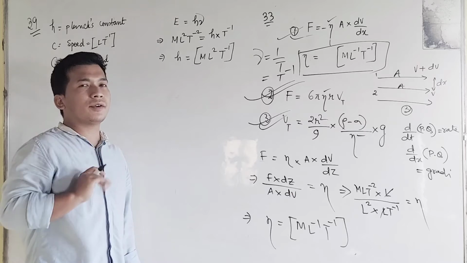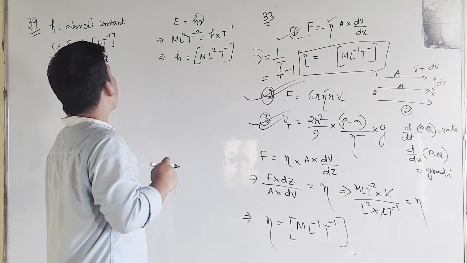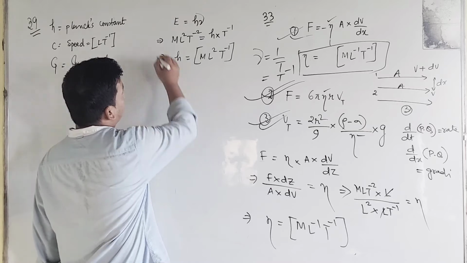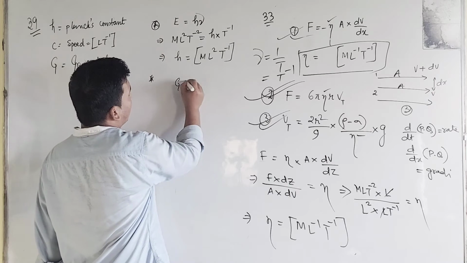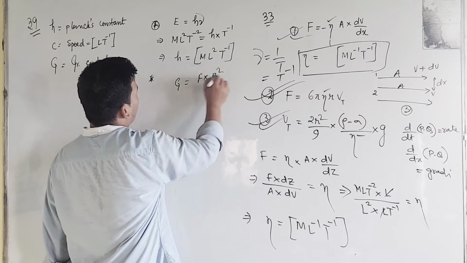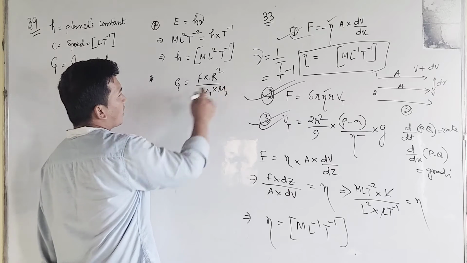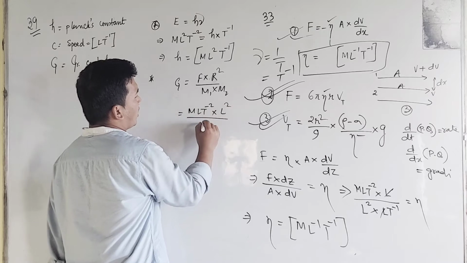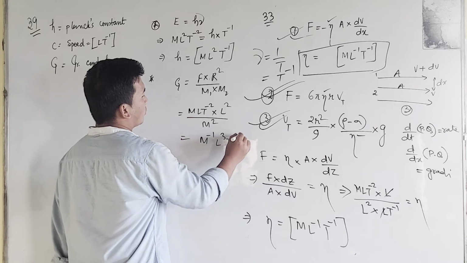This is the formula for your energy or work. Next, for gravitation, we have G equal to F into R squared divided by M1 into M2. Yesterday we have done it like this, M1 M2. That will be M L T inverse 2 into L squared divided by M squared, so the answer is M inverse 1 L cubed T inverse 2.